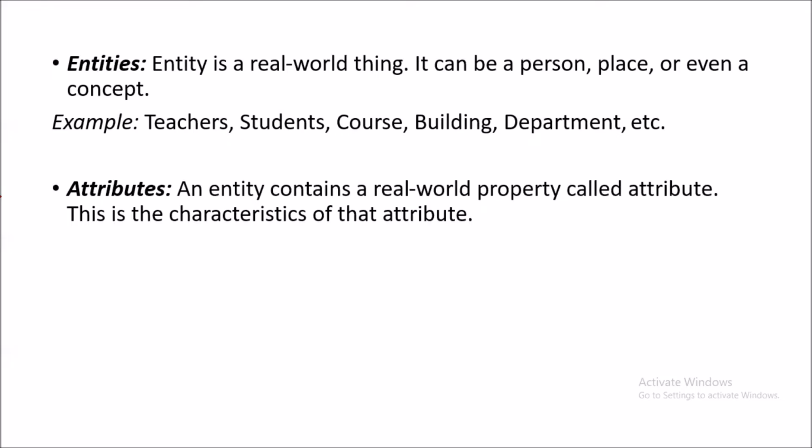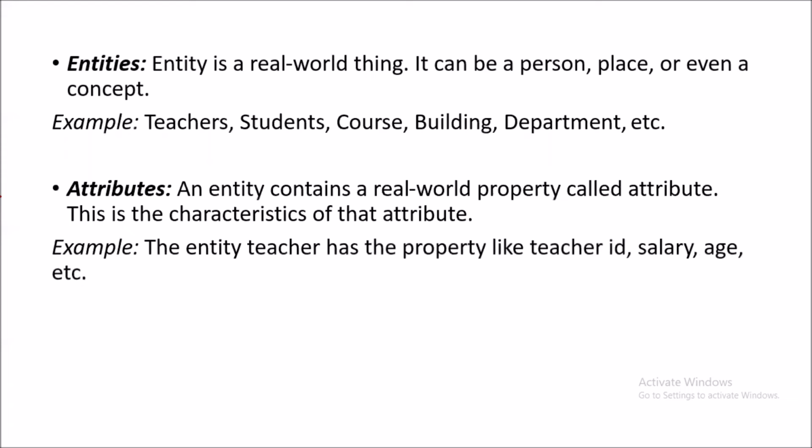Then attribute. An entity contains real world properties called attributes. For example, we have an entity like teacher. The teacher has properties like teacher ID, salary, age. So here teacher ID, his salary, his age, etc. are properties, or you can call them attributes.